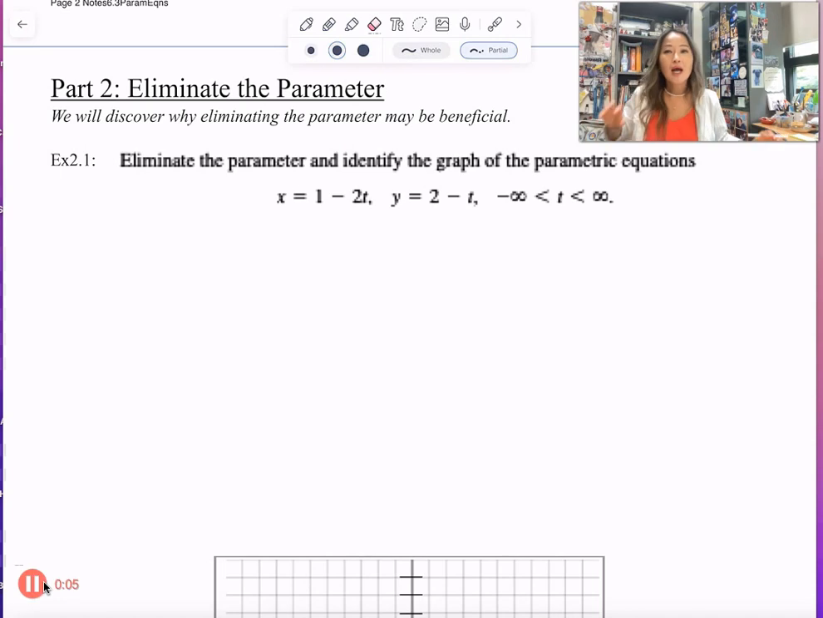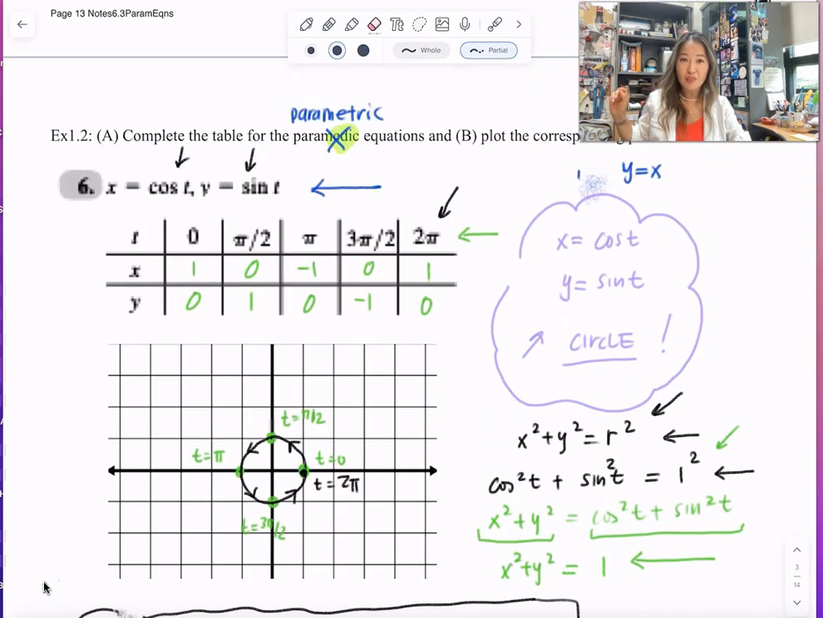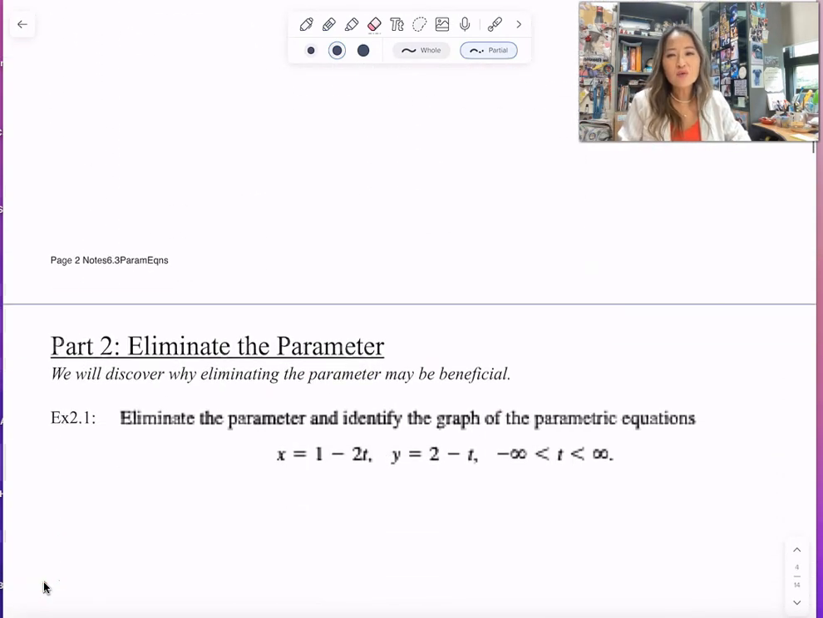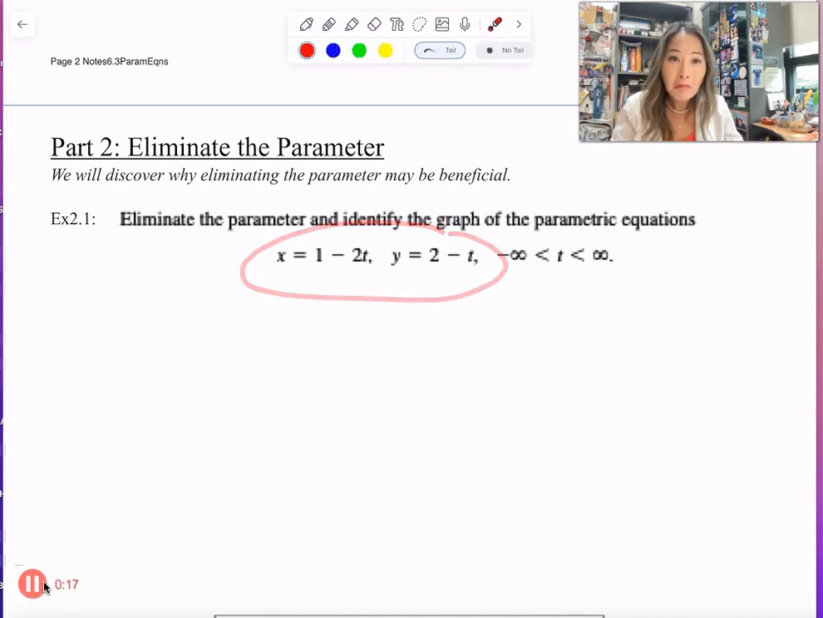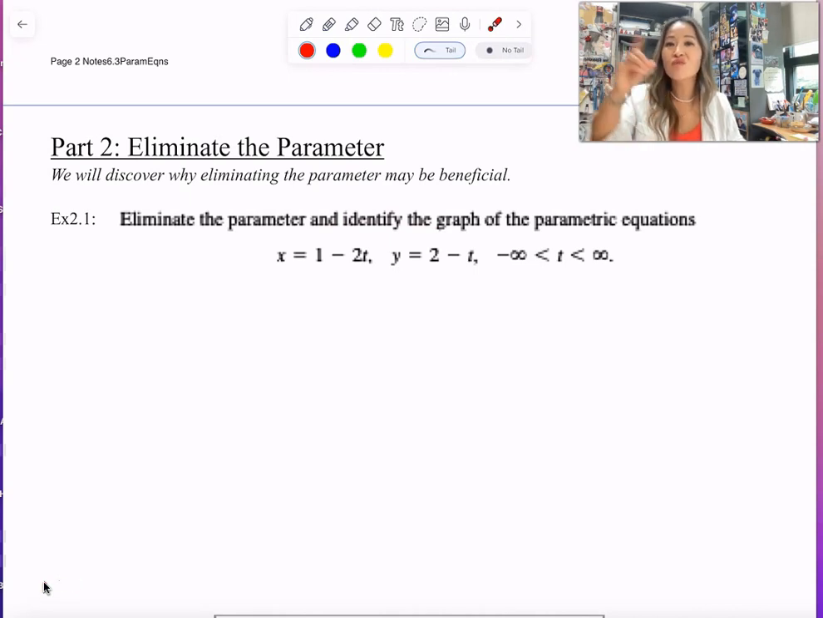Now, I want to ask you something. We're going to continue with eliminating the parameter for real now, because we finished part 1, which was so cool. Now, I have a question for you. Do you know what this graph is? I just showed you a magic trick, right? If we eliminate the parameter, perhaps we can convert it to a rectangular equation, which involves x's and y's only, which is what we're used to. So you may be able to tell what kind of graph this is. So we're going to see if we can do that.